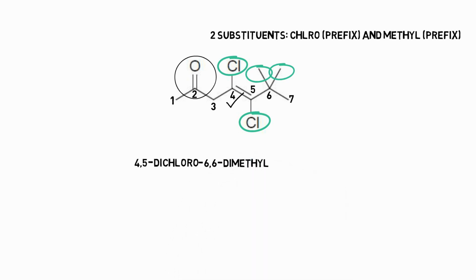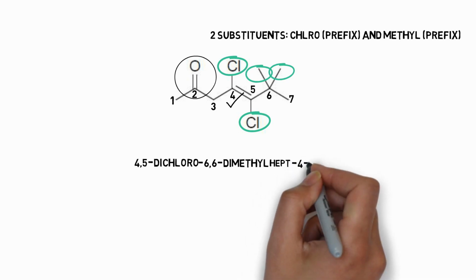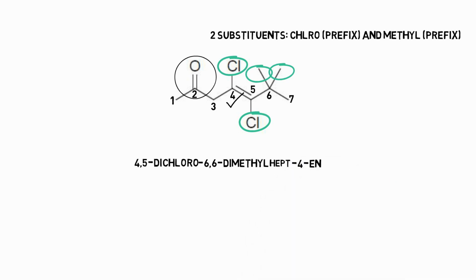and the parent chain, that means the carbon backbone, is hept as we have 7 carbons, and because we have a double bond at carbon number 4, we write 4-ene, and finally our suffix of the functional group is 2-one. Chlorine comes before methyl because when we have different substituents, we write them in their alphabetical order, like C comes before M in this case.